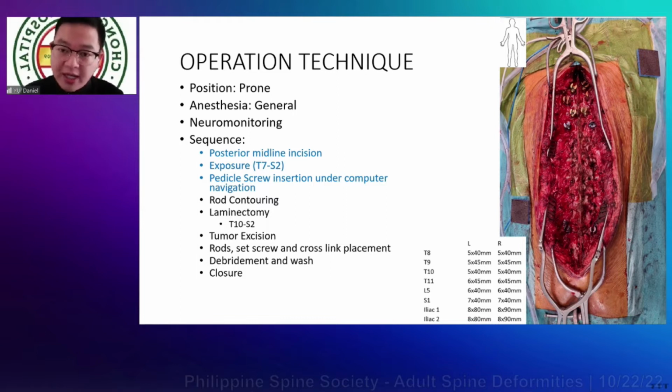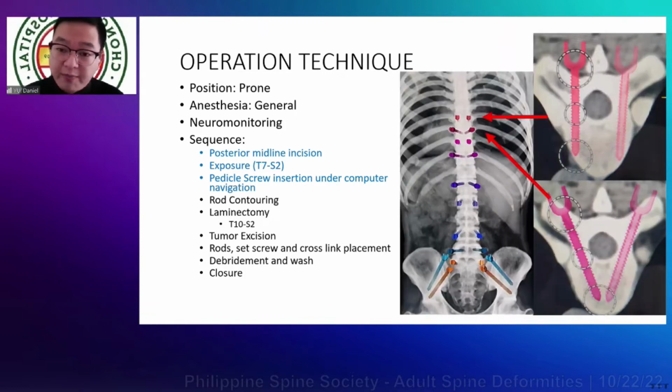Also, with the help of BrainLab computer navigation, we were able to do a preoperative pedicle screw trajectory planning. As you can see, the top image is the pedicle screw trajectory for T8, so we directed it in a parallel manner. And on the T9, we medially directed the pedicle screw. So with this, it helped us with the application of the multi-rod.